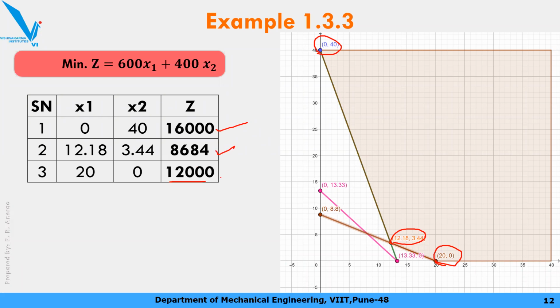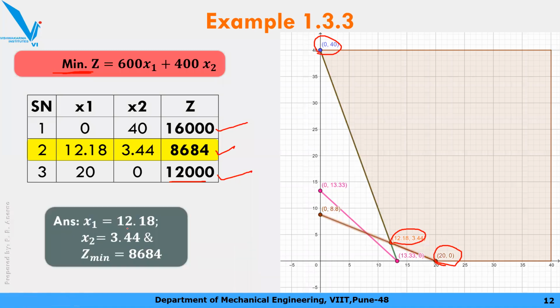So these are your production costs. Now look, the objective is minimization. So which one is the minimum value? The second one is the minimum value. The corresponding Z is our answer. So our answer is x1 equal to 12.18 and x2 equal to 3.44, and the minimum production cost is 8,684. Okay, so that's your answer.